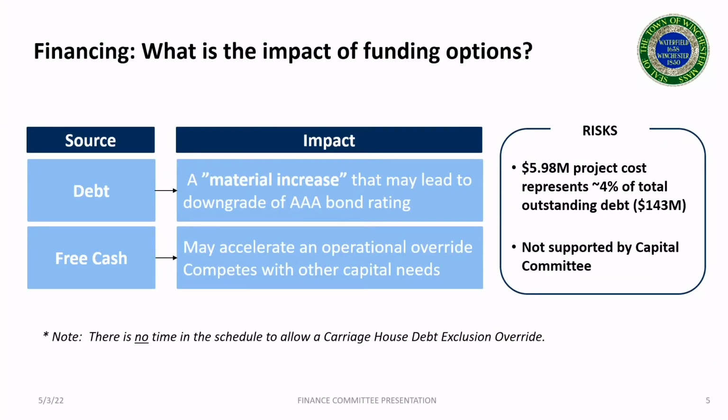Financing. So what's the impact of the funding options? If we take this on as debt, it could lead to what Rich explained as a material increase that may lead to a downgrade of our AAA bond rating. If we use free cash, that could accelerate an operational override and competes with other capital needs. So the $5.98 million project cost represents 4% of our total outstanding debt. And we didn't think there was time in the schedule to allow for a debt exclusion override.